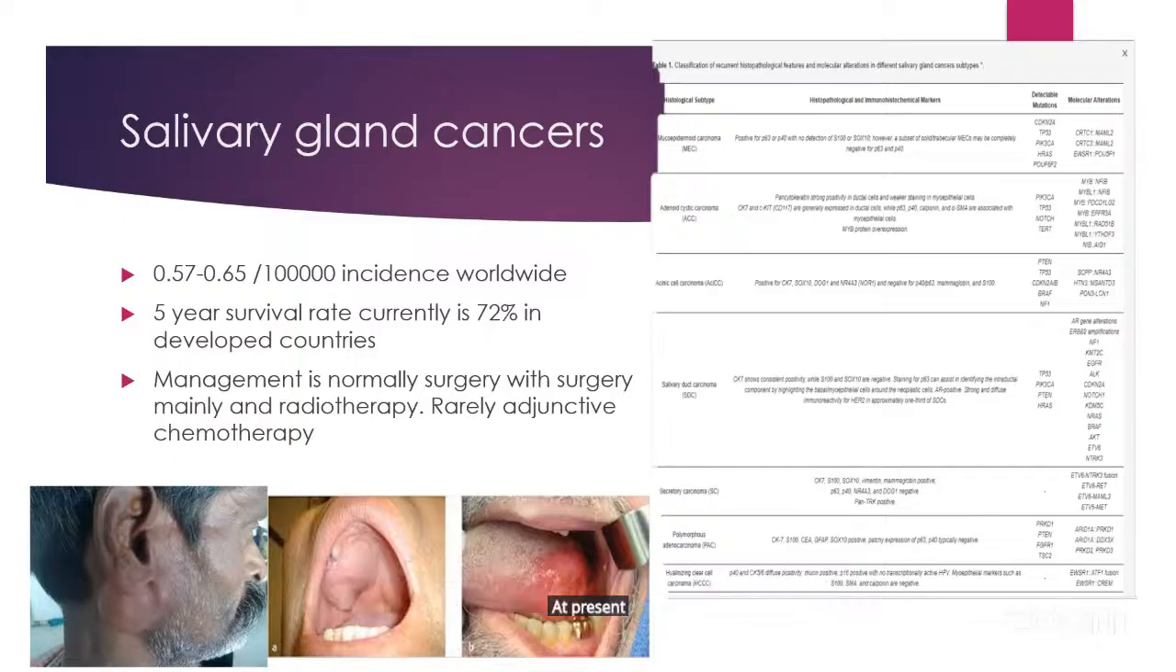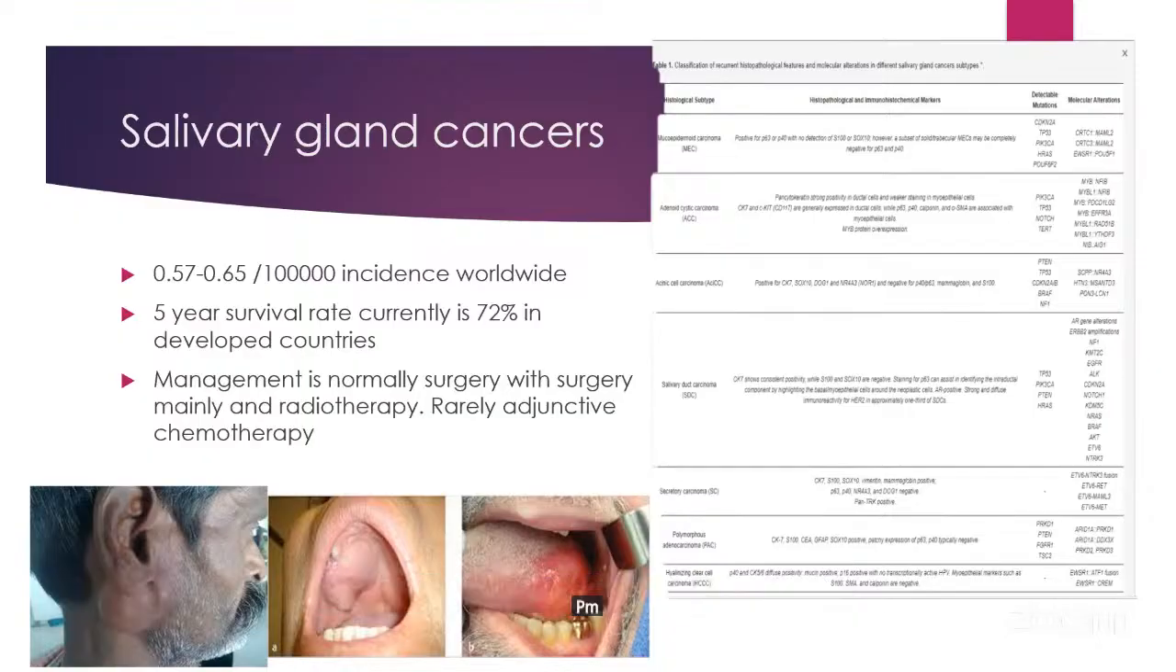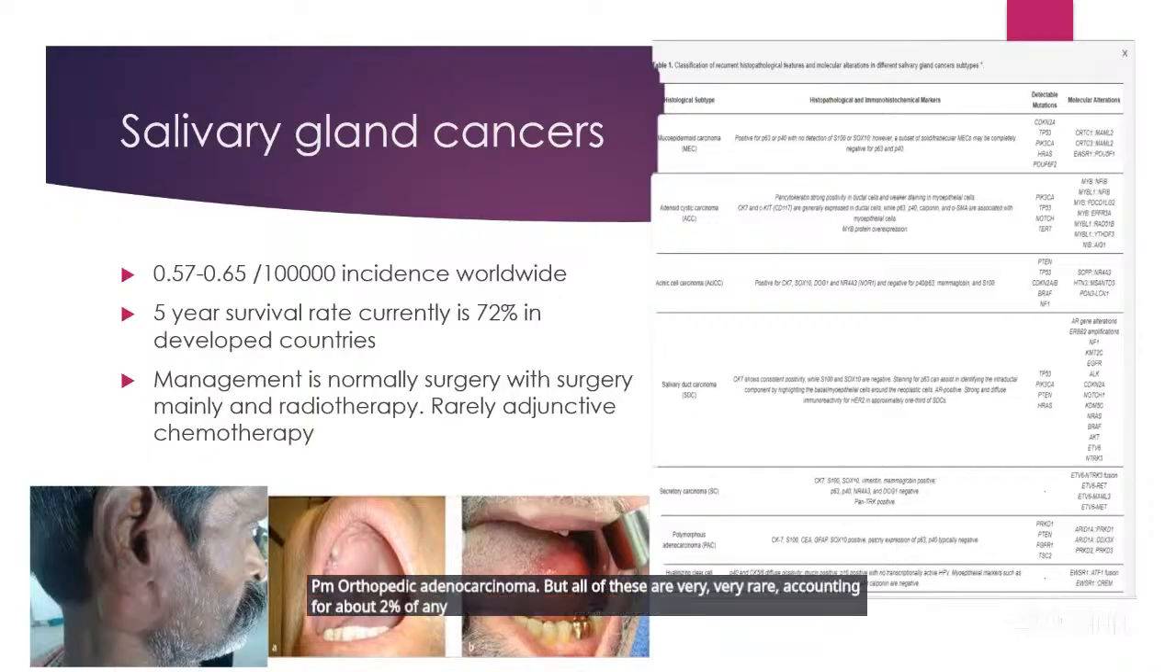There's many different types of these, including mucoepidermoid carcinoma, adenoid cystic carcinoma, pleomorphic adenocarcinoma, but all of these are very, very rare, accounting for about 2% of any oral or head and neck cancer that might present.